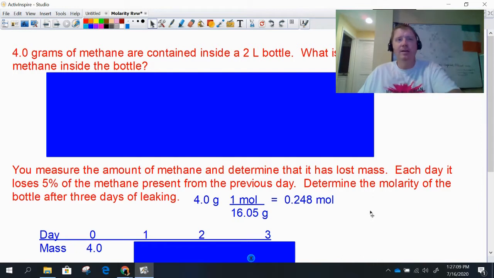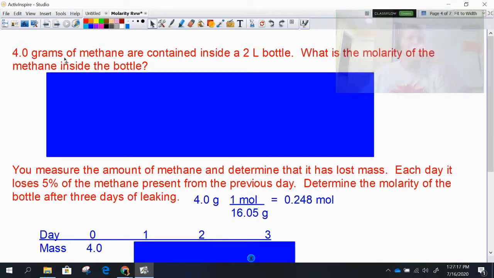So we get to the point here where it's time to do some math, and I'm going to run through one example all the way through, and I'd like you all later to pause the video and try something on your own. So we have 4 grams of methane in a 2-liter bottle. What is the molarity inside the bottle?